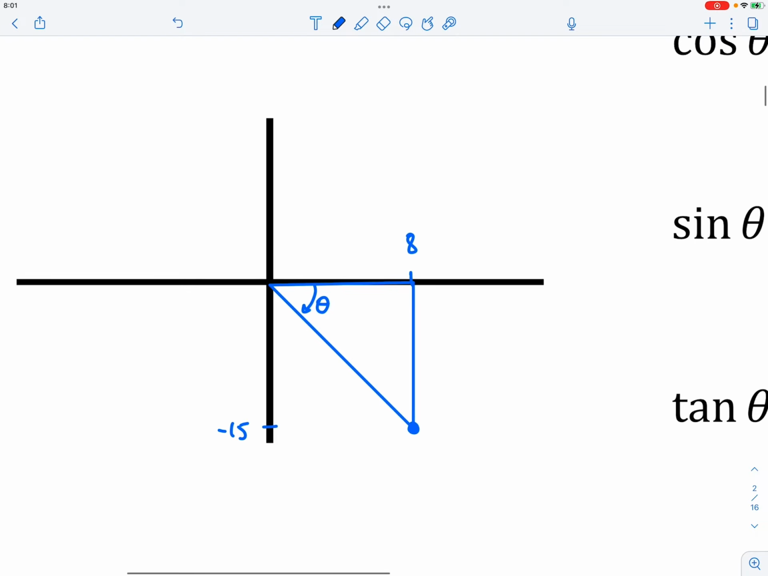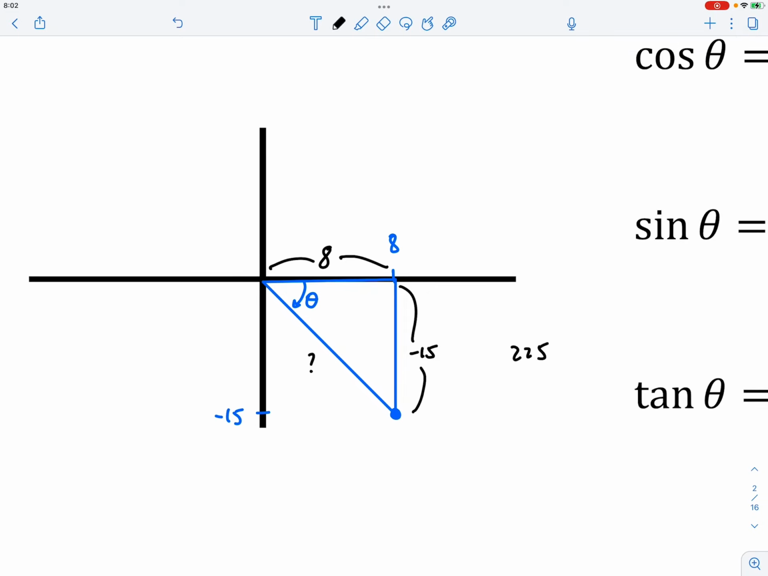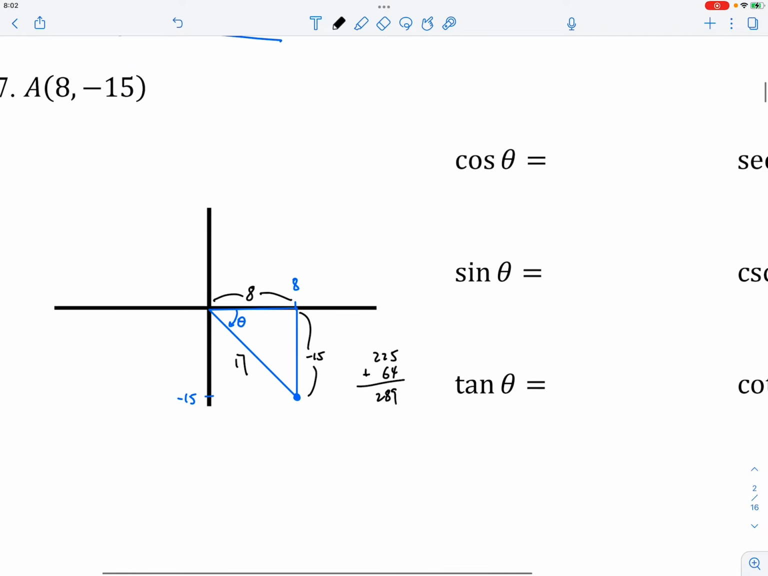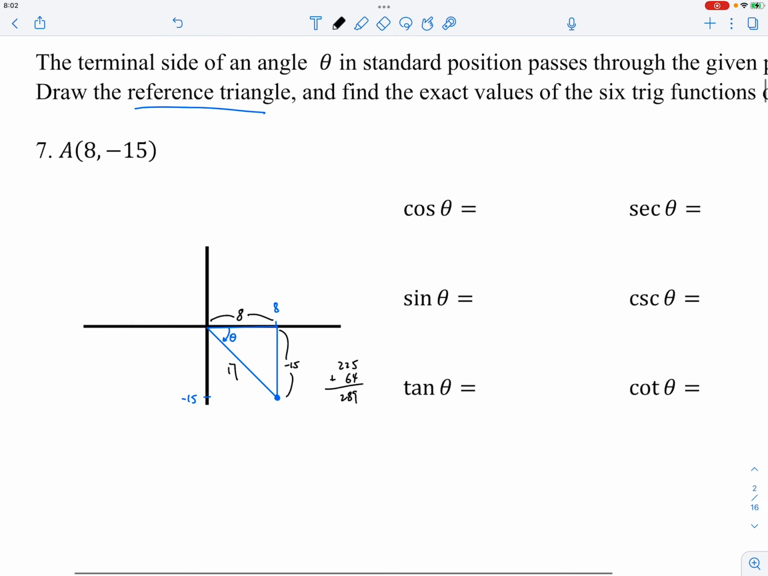So what you can do here is that you can say, this length is 8, this length is negative 15, and so what is this length right here? So you have 225, which is 15 squared, plus 64, which is 8 squared. Then you have 289, and the square root of 289 is 17. So you have 17. I think this is one of the Pythagorean triples. It appeared on your quiz, I believe. So now it's in quadrant 4.